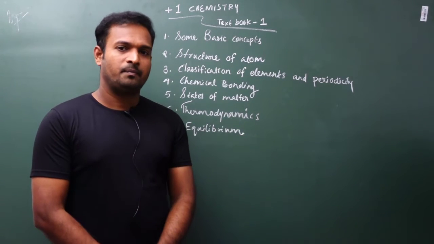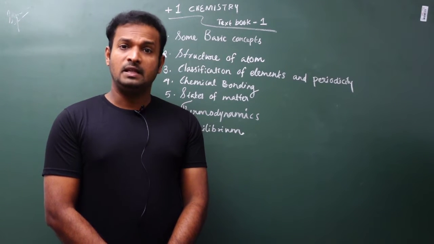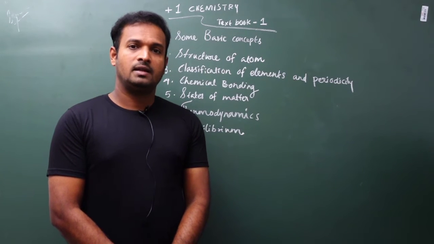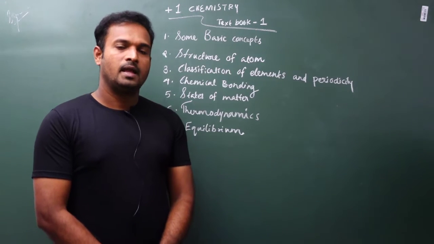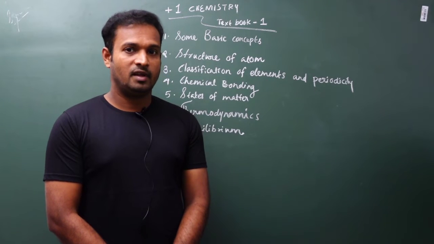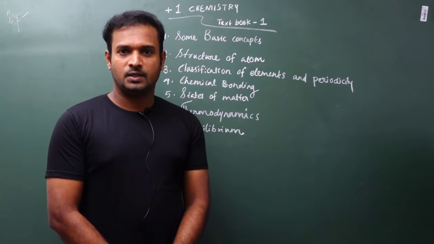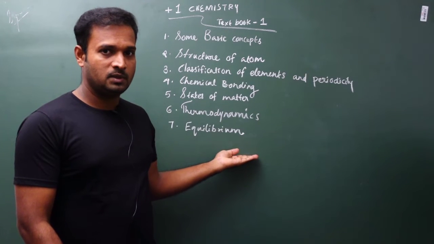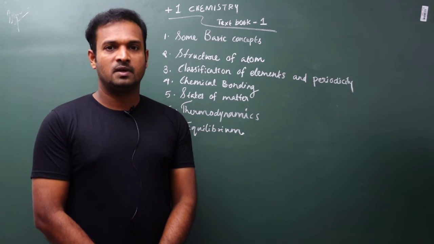Then thermodynamics. It's a new type of chapter. In this chapter, you can study about heat and reactions including heat. Then equilibrium. In equilibrium, you can study about 2 types of equilibrium: physical equilibrium and chemical equilibrium, and Le Chatelier's principle, etc. All these 7 chapters contain numerical problems. So study well and you can win 100% marks easily.